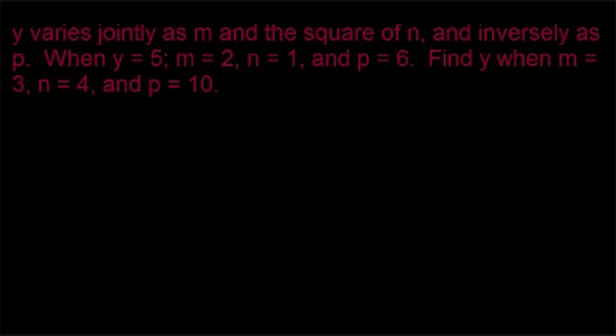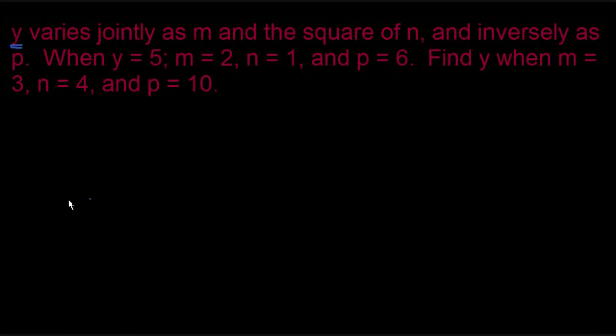And then it goes ahead and gives us some values for y, m, n, p, and then last it says find y when m equals 3 and n equals 4. So let's begin with writing our equation. We're going to write y, and there's varies again. We know what that is. It's equals k. Okay, then jointly, that's new, but all that means is instead of, like directly was just multiply by one variable, we're going to multiply by two or more variables, in this case just two, m, and by the square of n, not just by n.